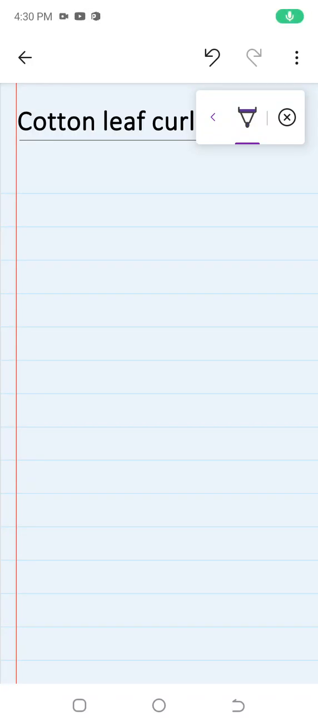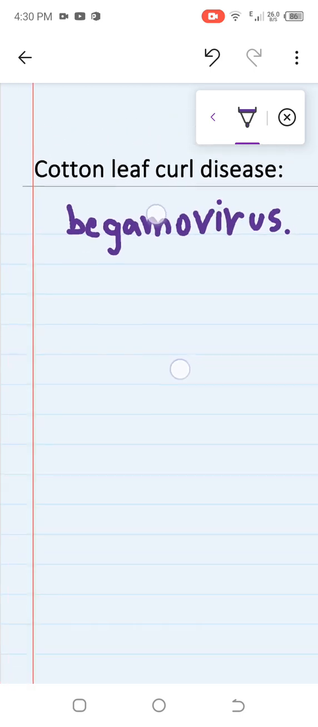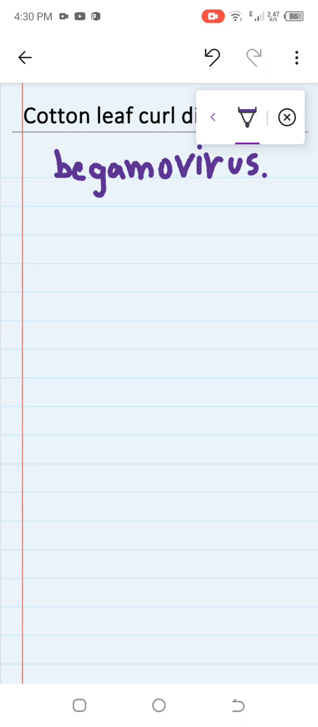So here we're going to discuss the cotton leaf curl disease, which is basically a virus. This cotton leaf curl disease is caused by Begomovirus. It's the name of the virus, which is Begomovirus. Okay, so this cotton leaf curl disease is caused by this Begomovirus.